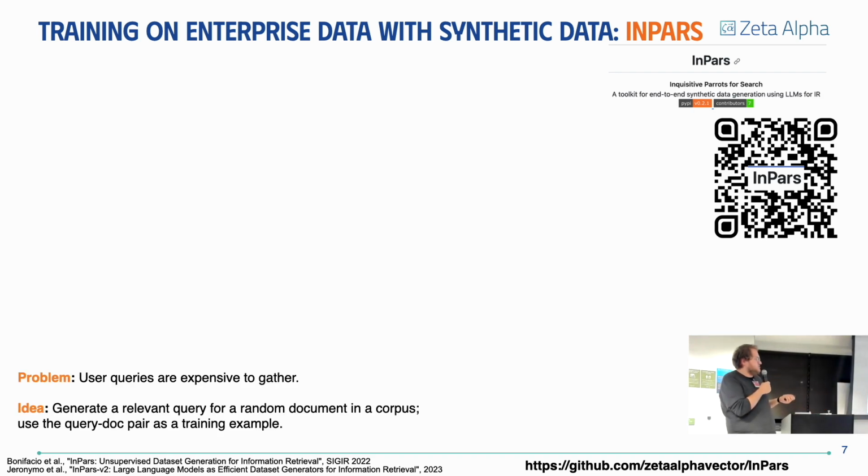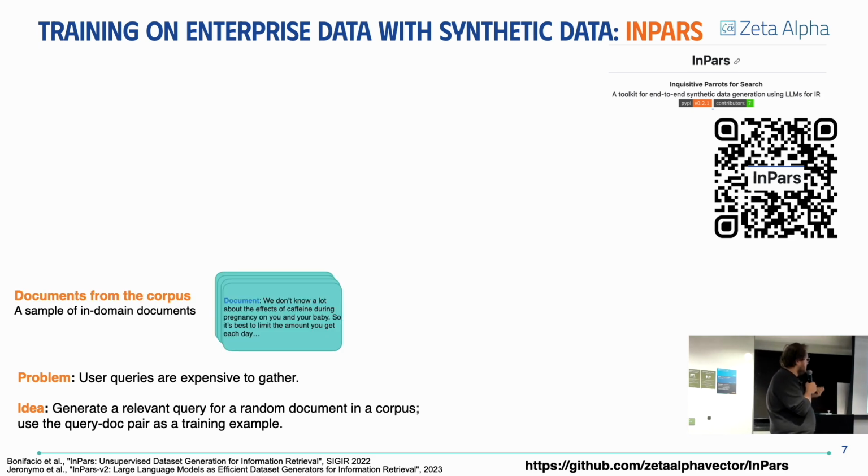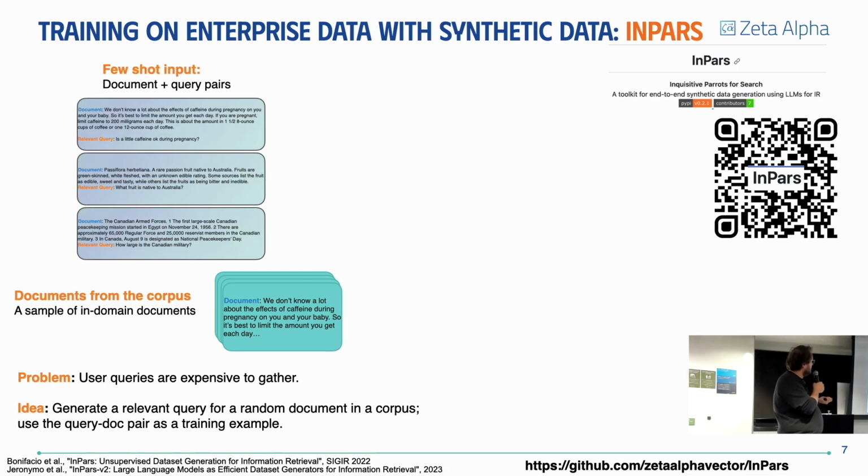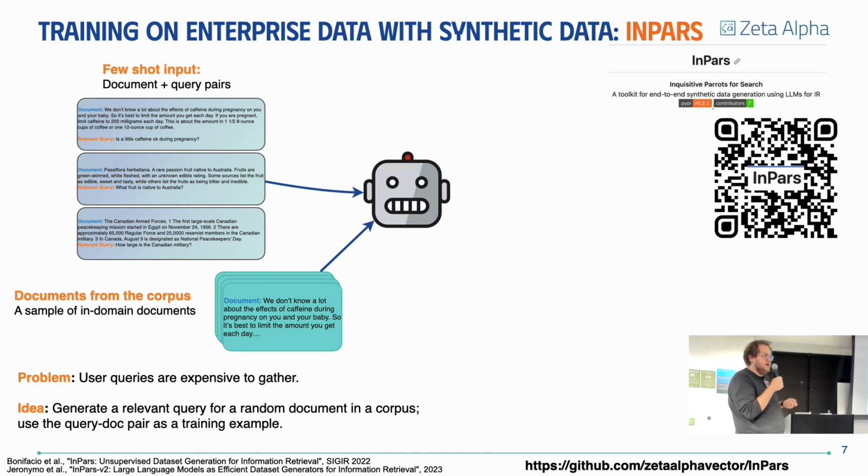The problem is that user queries are expensive to gather, user time is really hard to get. But you have a lot of data. You have your corpus there. And you're going to create queries based on the documents already there. One of the really important steps here is to have some few-shot input. So maybe you want to manually create some queries, and you're going to add these queries and the document and some random document from your corpus, and feed this to an LLM.